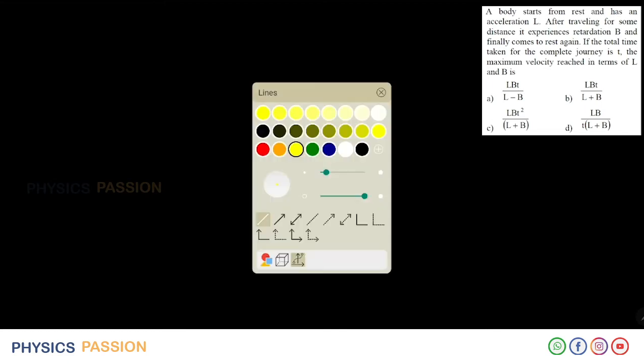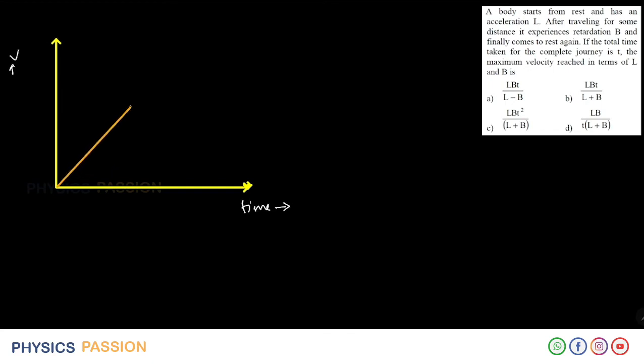So I think for better understanding, we can draw our VT graph for this situation, velocity time graph. In a velocity time graph, you know that we have to take velocity along the y-axis and time along the x-axis. Here a body starts from rest and has an acceleration L for some time. If a body is having uniform acceleration, the shape of the VT graph will be a straight line with a positive slope. So first the graph will be something like this.